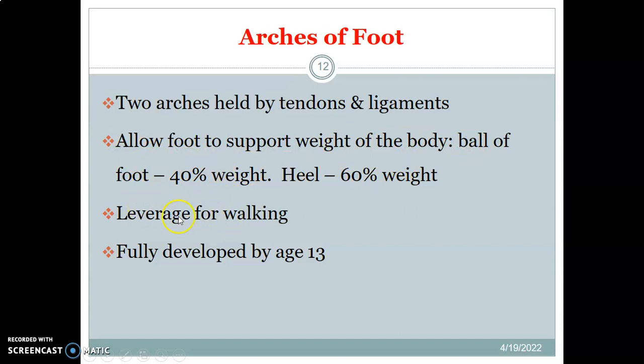So the arc of the foot also acts as leverage for walking, and they're usually fully developed by the age of 13. So support of weight is concentrated mainly on the heel, 60% and 40% on the ball, and they act as leverage for walking.